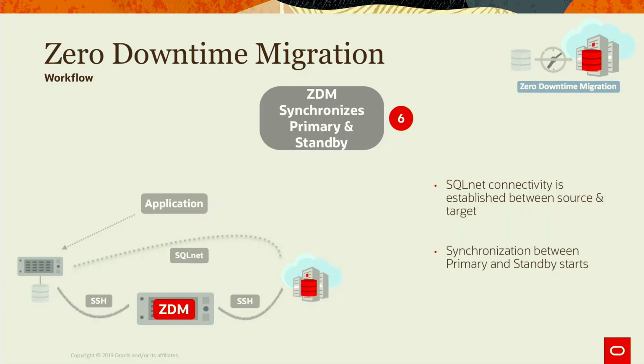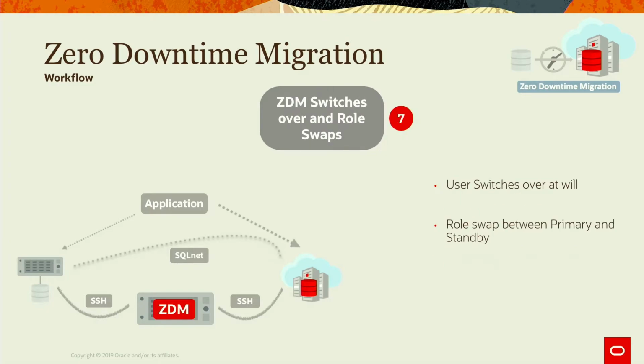Once we have instantiated the standby, ZDM establishes SQLnet connectivity between the source and the target, and synchronizes the primary and the standby in a Data Guard fashion. We then perform a switchover and a role swap, where the source database on-premise becomes the actual standby and the target database on the cloud becomes the primary.